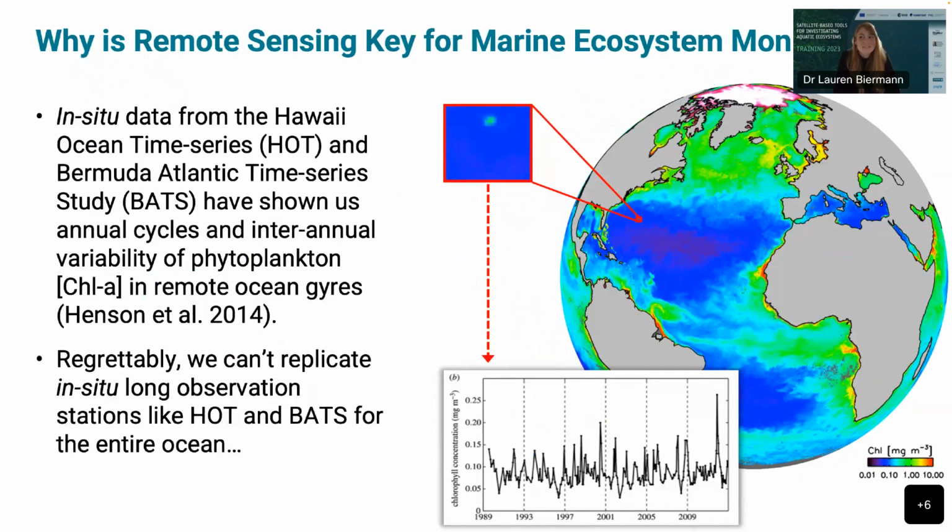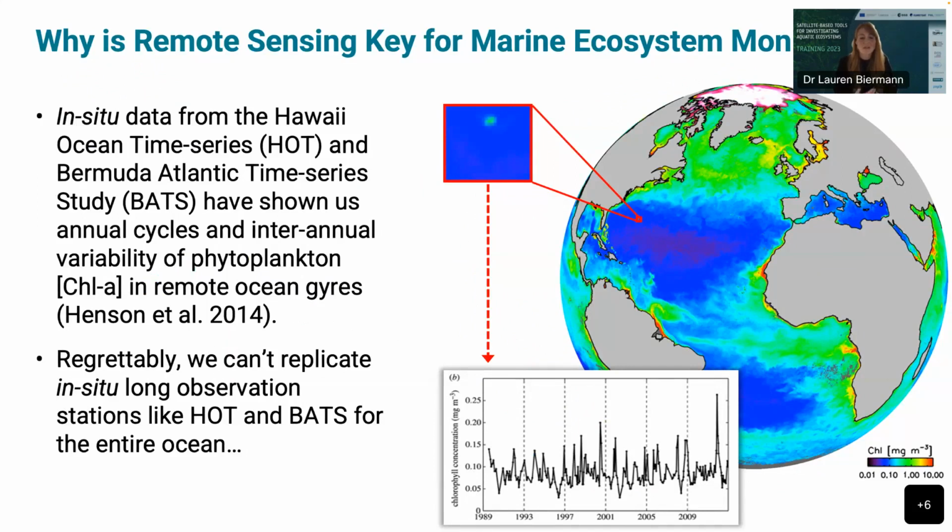And I think one of the first things one should do in a talk like this is justify why. Why do we care about remote sensing when we talk about marine ecosystem monitoring? That's because really, genuinely, this is one of the best tools that we have for observing our Earth. We have data from long time series studies in and around Hawaii and Bermuda. These are HOT and BATS.